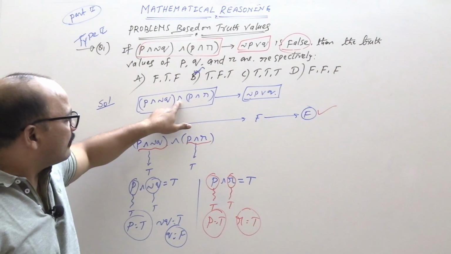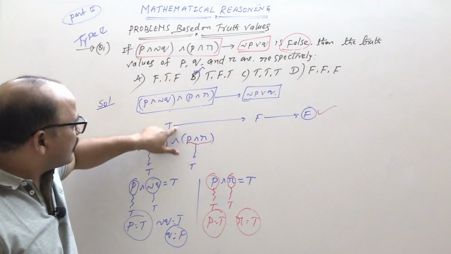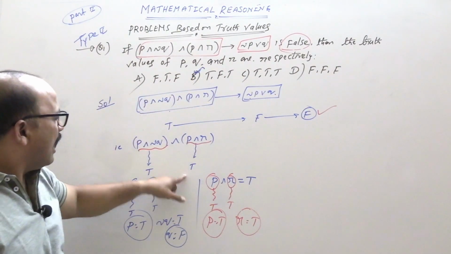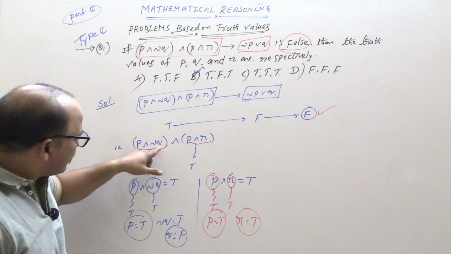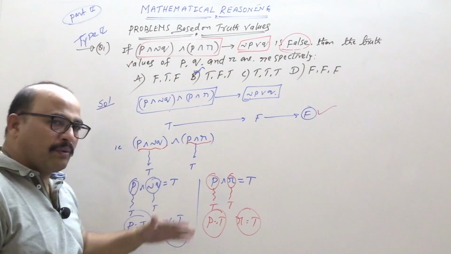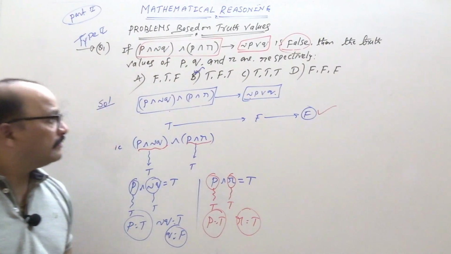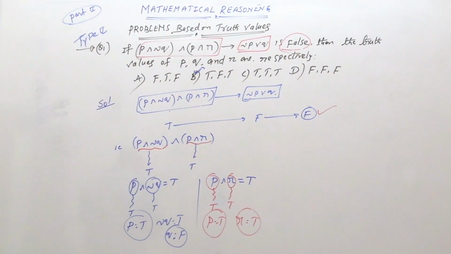Again AND is there. Again T and T becomes T. అంటే ఈ బాక్స్ T, ఈ బాక్స్ T. Again under the table, this T, this T. So I am applying only the table. Clear? Yes, right now. I will tell you one more problem.